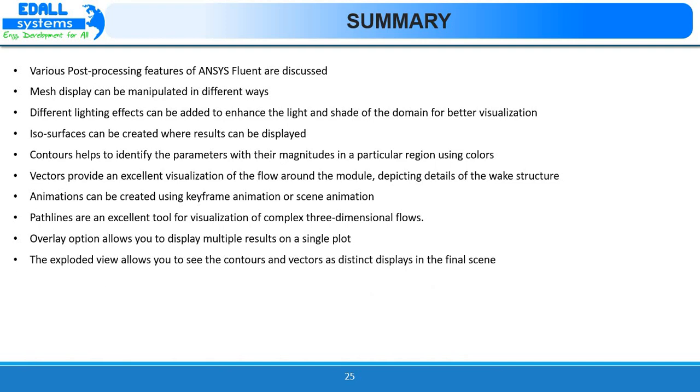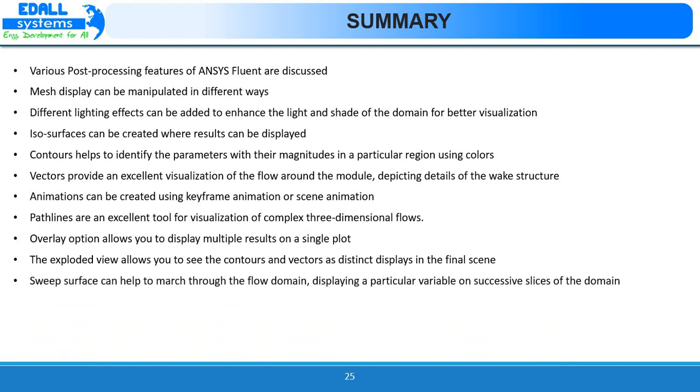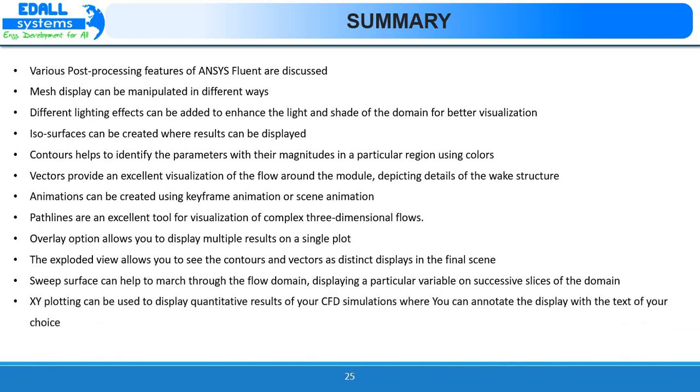After that, we have seen we can also create exploded views, which will allow us to see the contours and vectors as distinct displays in the final scene. Then we have seen how we can use surface, which will help to march through the flow domain displaying a particular variable on successive slices of the domain. After that, we have seen how we can do XY plotting, which can be used to display quantitative results of our CFD simulation. Then after that, we have seen how we can annotate the text which we are using for generating our XY plot, so we can vary even that text.